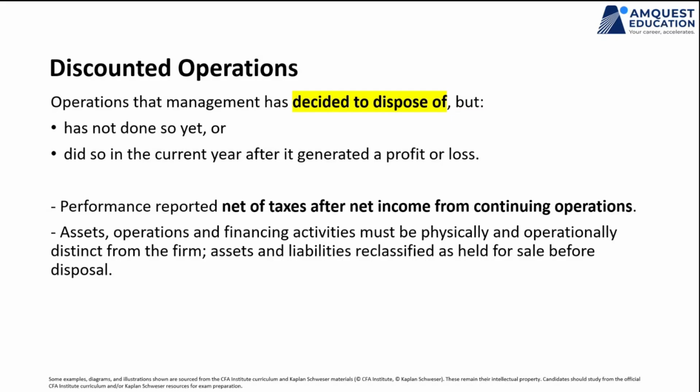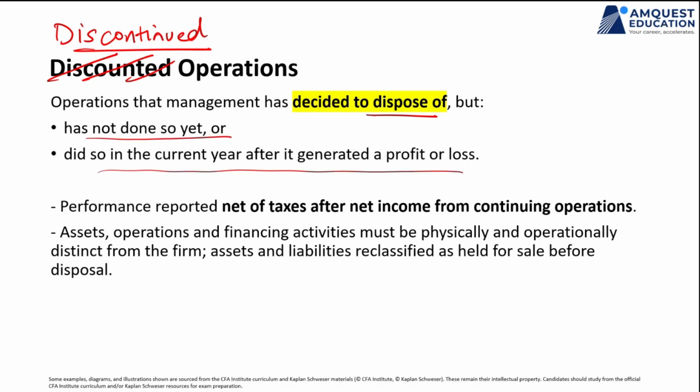Discontinued operation means you have now shut down these operations, or you have actually sold these operations to someone else, right? So discontinued operation means you have decided to either sell or dispose of, but it has not been done yet, or it was done in the current year after it generated a profit or loss.